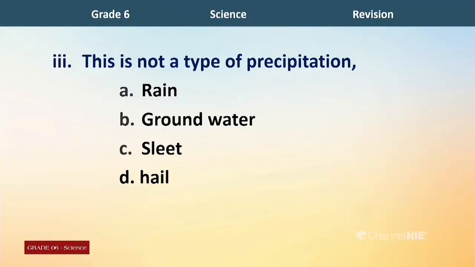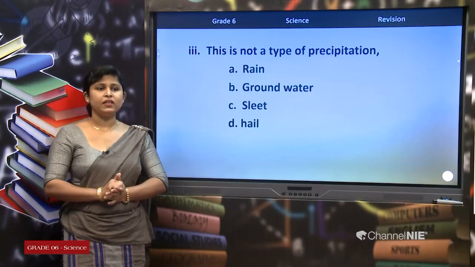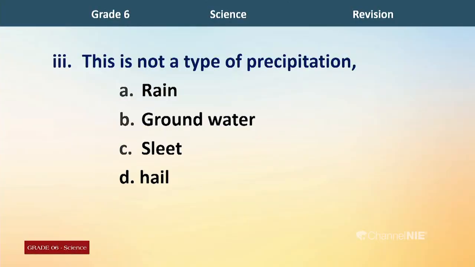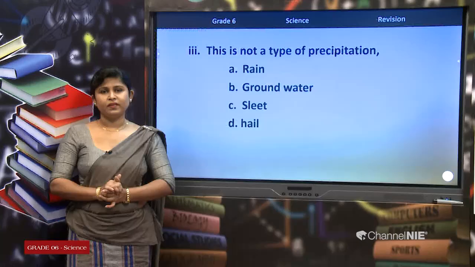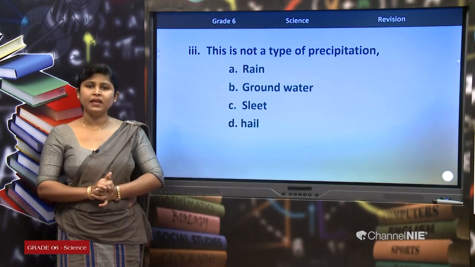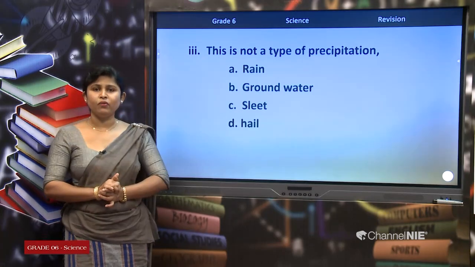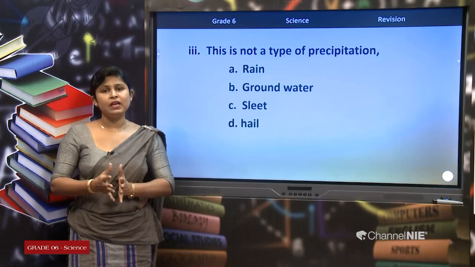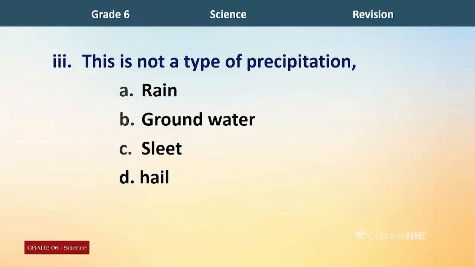Look at the third question. This is not a type of precipitation. What do you mean by precipitation? Can you remember the word precipitation? Yes, precipitation means the ways we get water. There are different methods of getting water to the earth. That is known as precipitation. There are different methods of precipitation like rain, sleet, and hail. But when we think about groundwater, that is not a method of precipitation. That is a method of water available on the earth. Then the possible answer is groundwater. That is the answer.